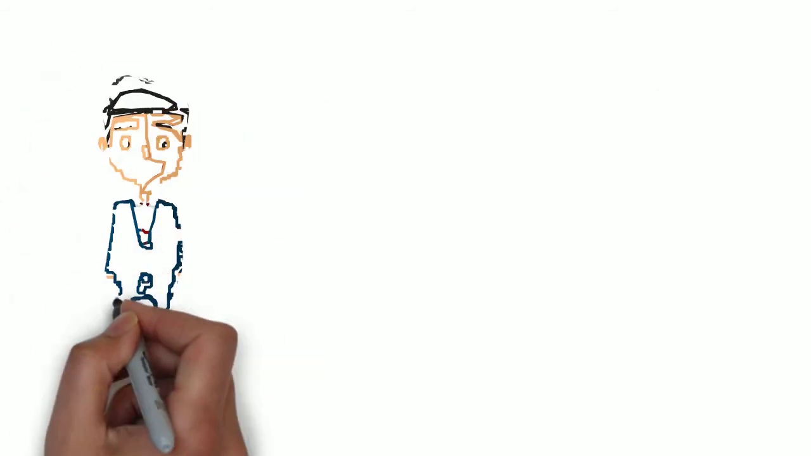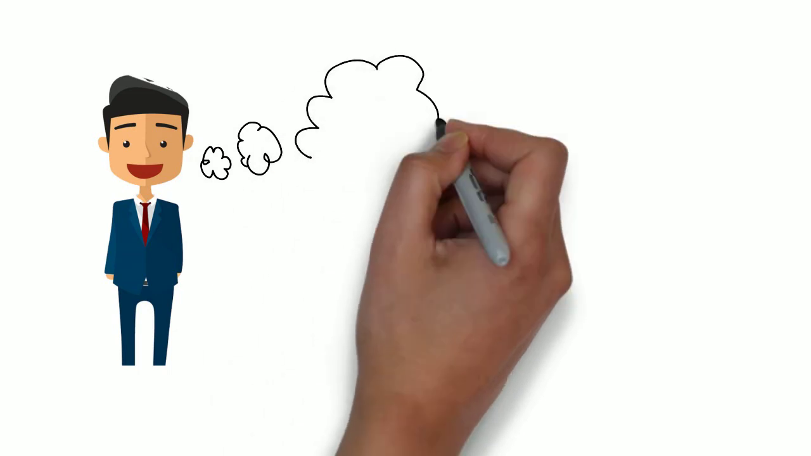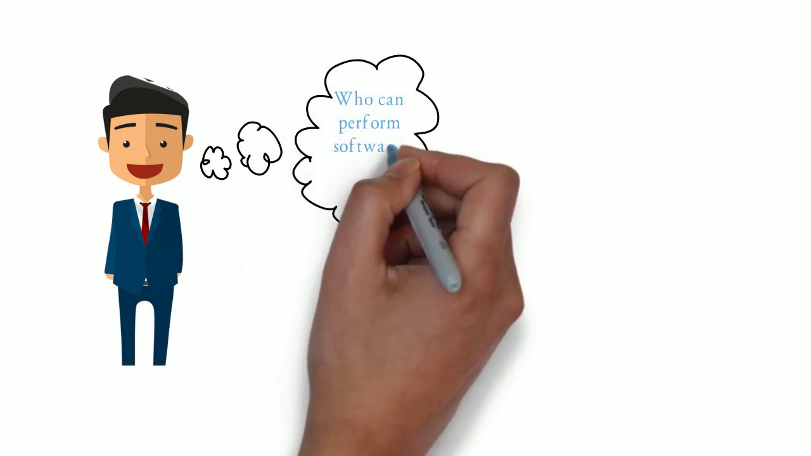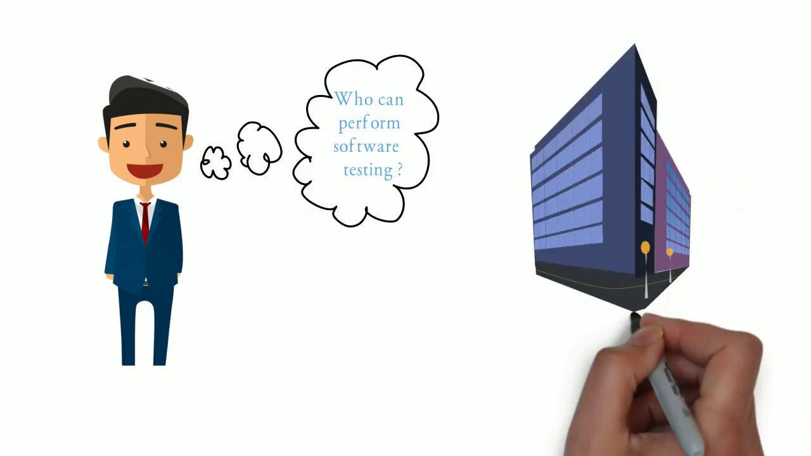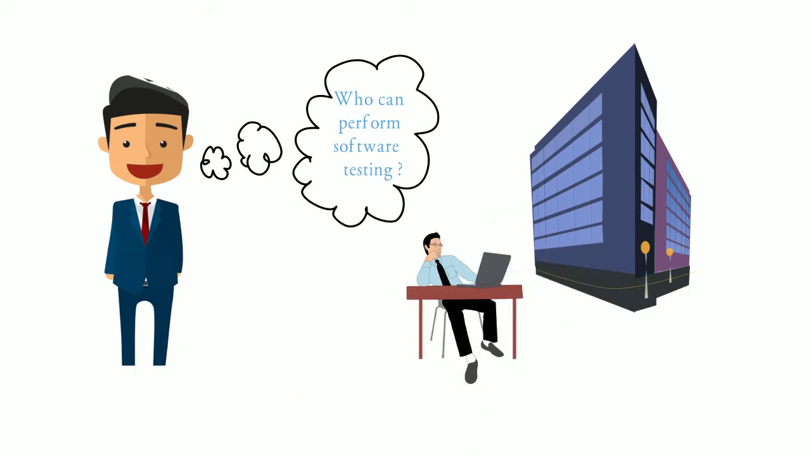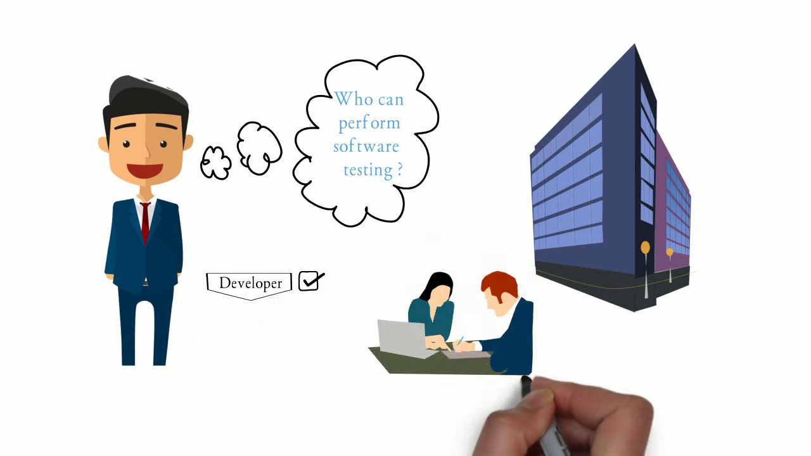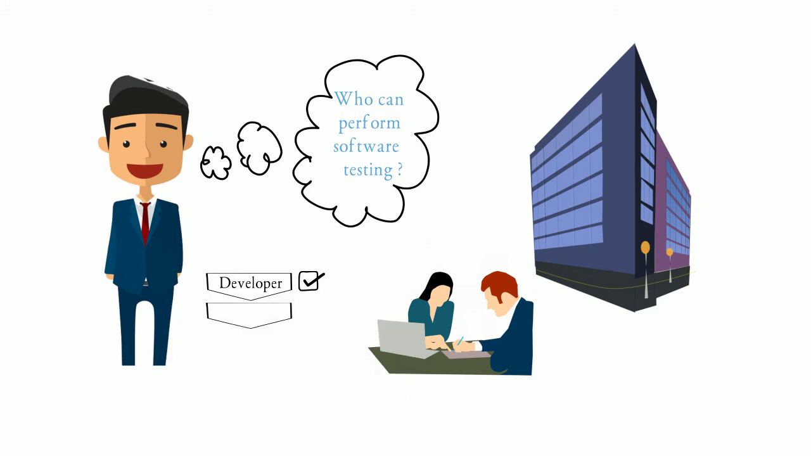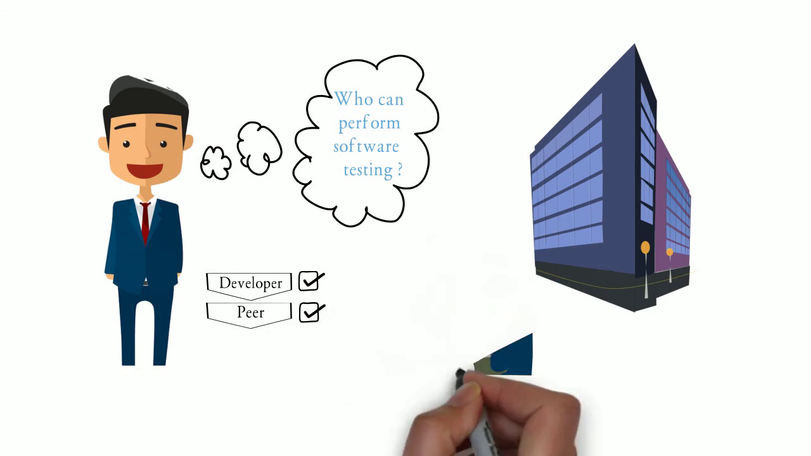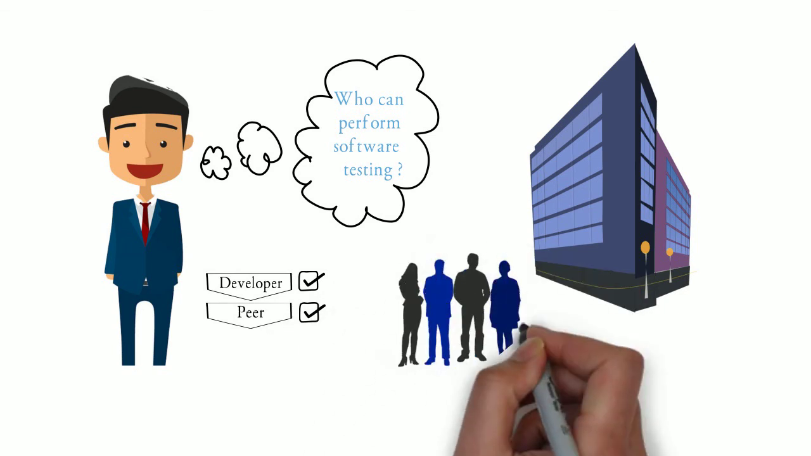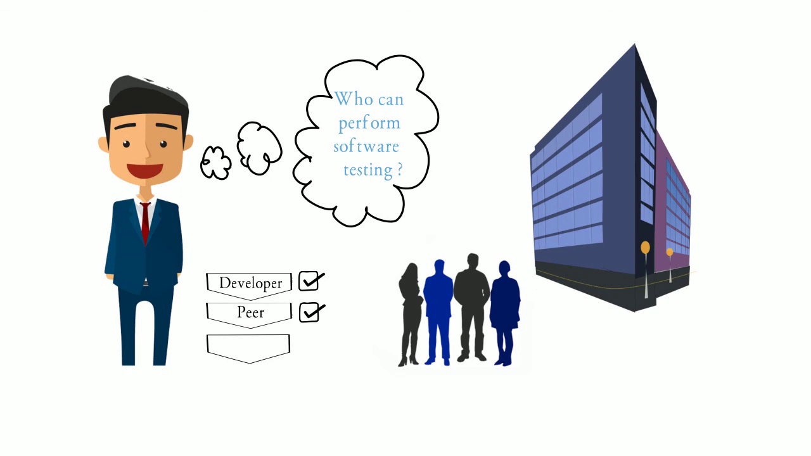Okay, let's get into the final topic of this session. Who can perform software testing? The developer of the software can perform the testing. Mostly, they will be concentrating on component testing, which tests the components of the program. The peers of the developer within the development team can perform the testing. It's easy to find the fault in the code if it is tested by someone other than the developer. An independent testing unit from the same development organization can also perform the testing.